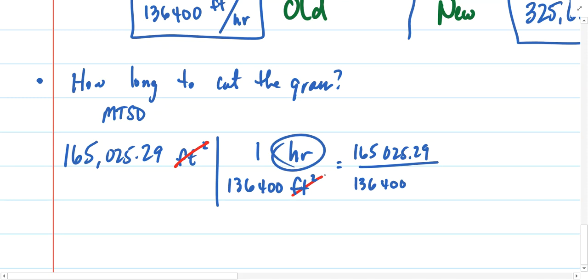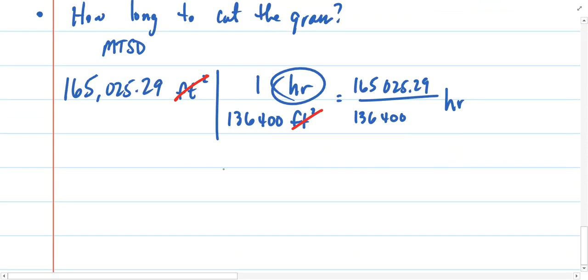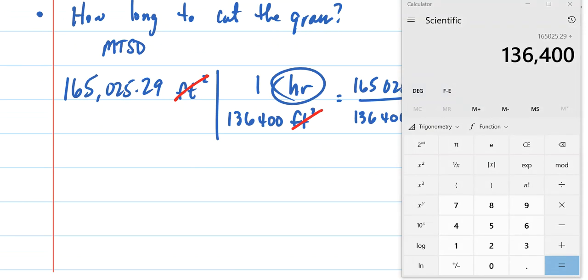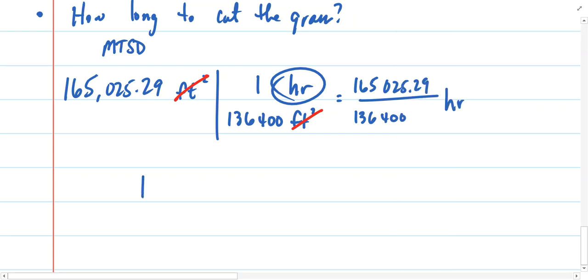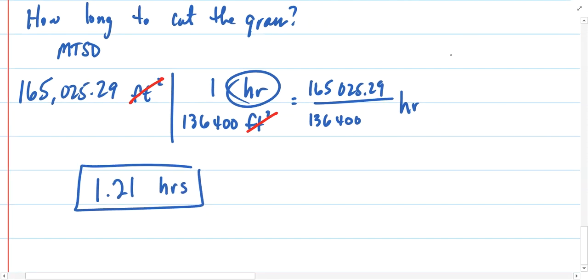And your end result is going to be a number in hours, length of time in hours. And after we divide those two, looks like it's going to take, and I'm going to round this to two decimals, 1.21 hours. In an ideal situation, 1.21 hours to cut the grass with the old lawnmower.